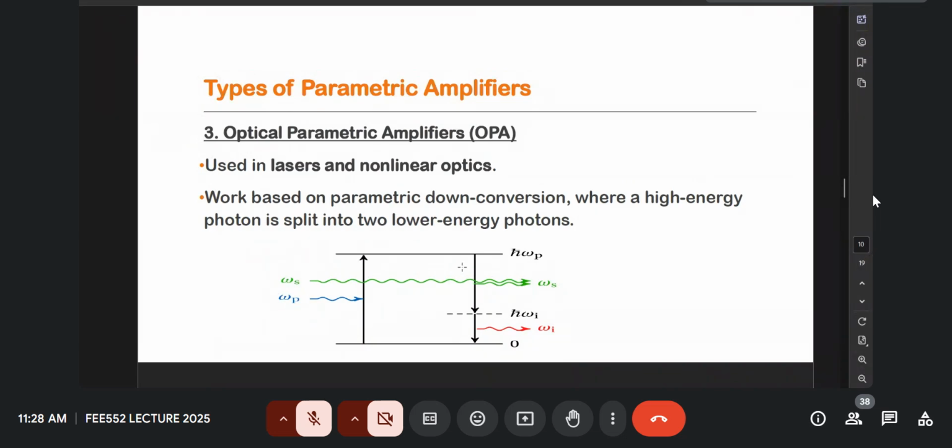It's amplified. You can see two arrows, and its energy is increased. But to satisfy the condition, some other frequency called the idle frequency is also released from the process. So we have our input signal amplified by a certain gain, and then we have an idle frequency resulting from that process. So this is how the optical parametric amplifier works.